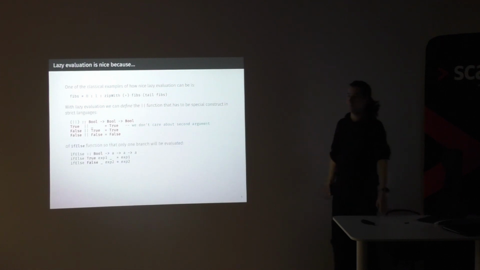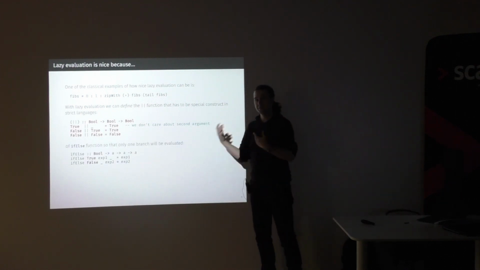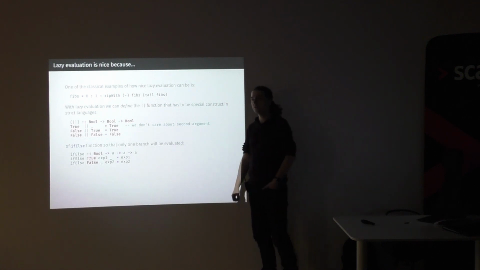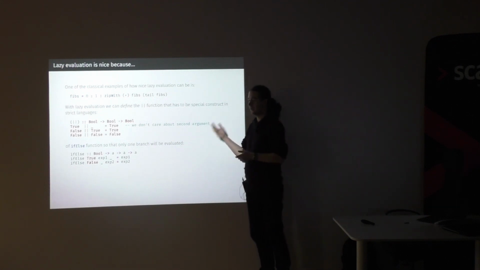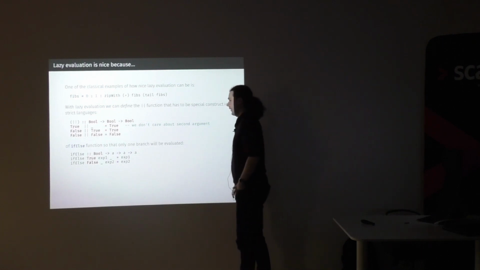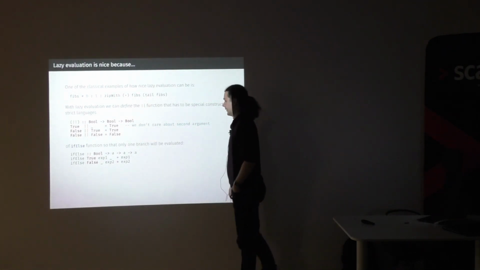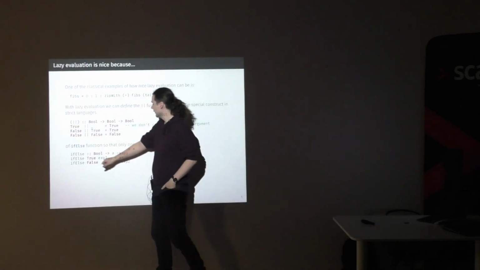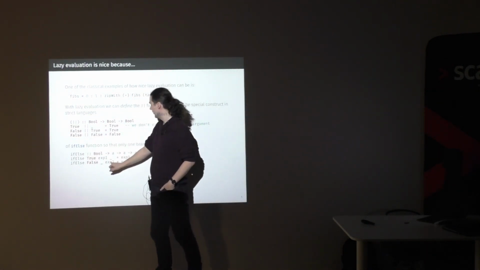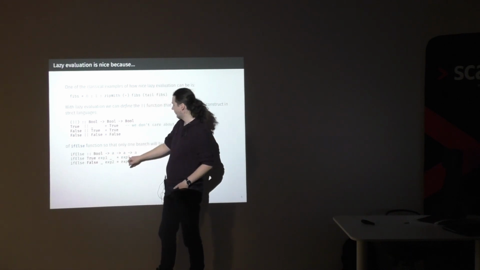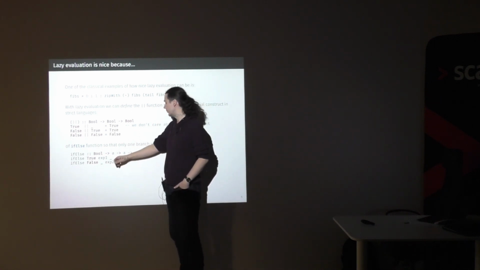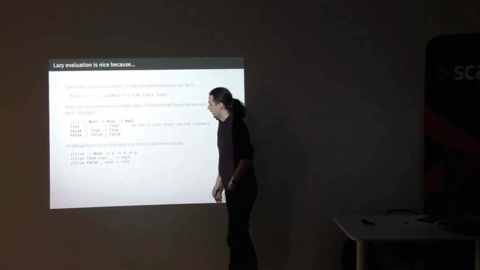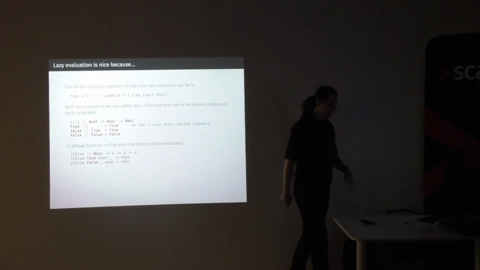By the same argument, we can define if-else, which again, in a strict language has to be a special construct because we don't want both branches to be executed. In Haskell, it's just a function. There is syntactic sugar for if-else, but technically you could just define a function. So if the predicate is true, we return the first expression. The second one is totally discarded because it's lazily evaluated, it will never be evaluated. And the opposite for false.